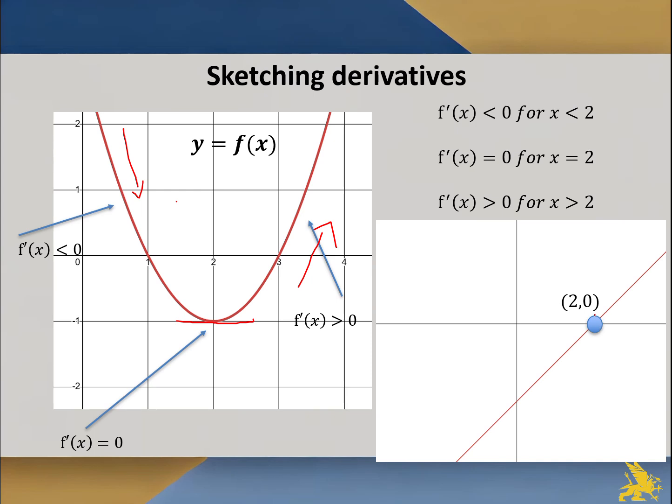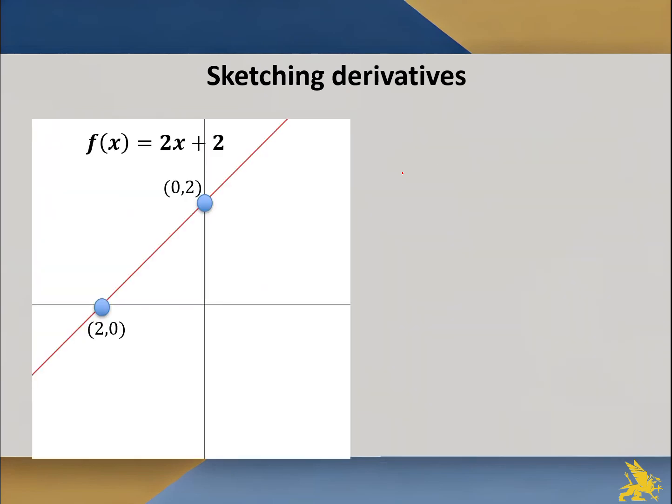That's because we know that when x is 2 here, a turning point, my gradient is 0. Then the other part that I know here is that anything greater than 2 will be in the positive area, which is this part here that is positive. Anything less than 2 is in the negative part of the y.